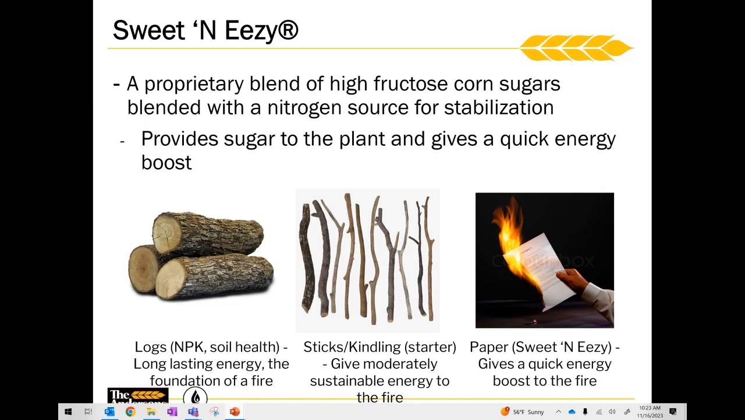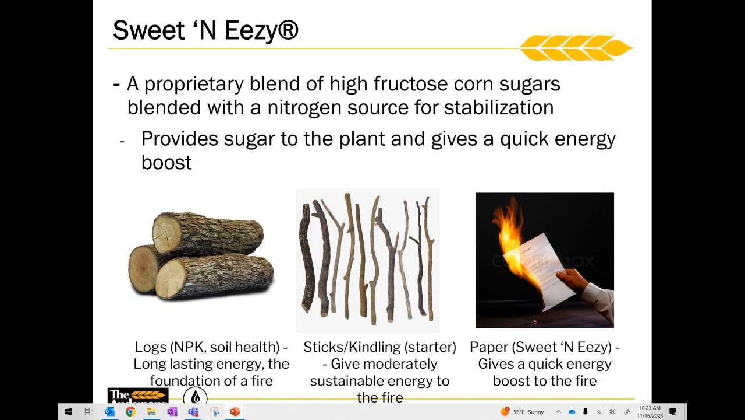work with. When we talk about Sweet and Easy and these sugars, we like to utilize the analogy of building a fire. Sweet and Easy is going to give that quick energy boost, which is going to be the paper when building a fire. So working backwards in building one, you want to have that paper, which is going to ignite very quickly and then catch fire to the sticks and kindling. The sticks and kindling are going to have moderate to sustainable energy for that fire, and I'm going to equate that to like a starter application.